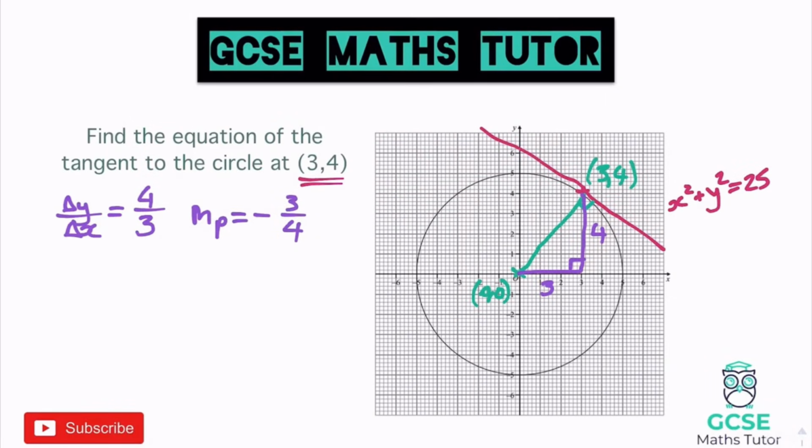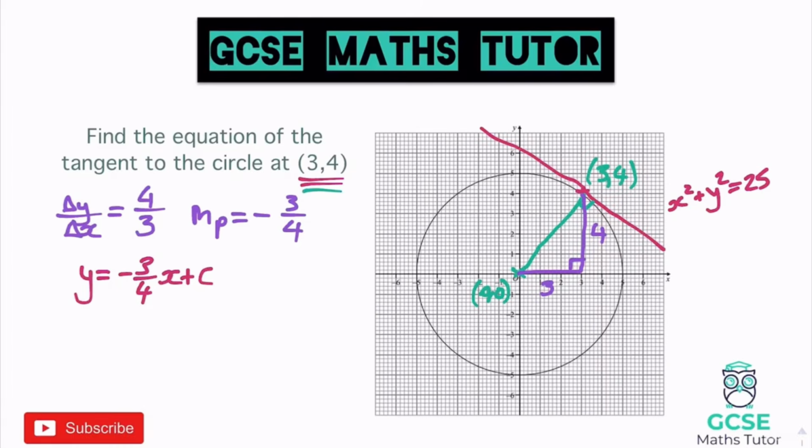So let's have a look. Let's put that into our line equation. So y equals negative 3/4 x plus c, and then from there we just need to find a coordinate that's on the line, and that's great because that's been given to us there, the point where the circle intersects with the tangent, (3, 4).